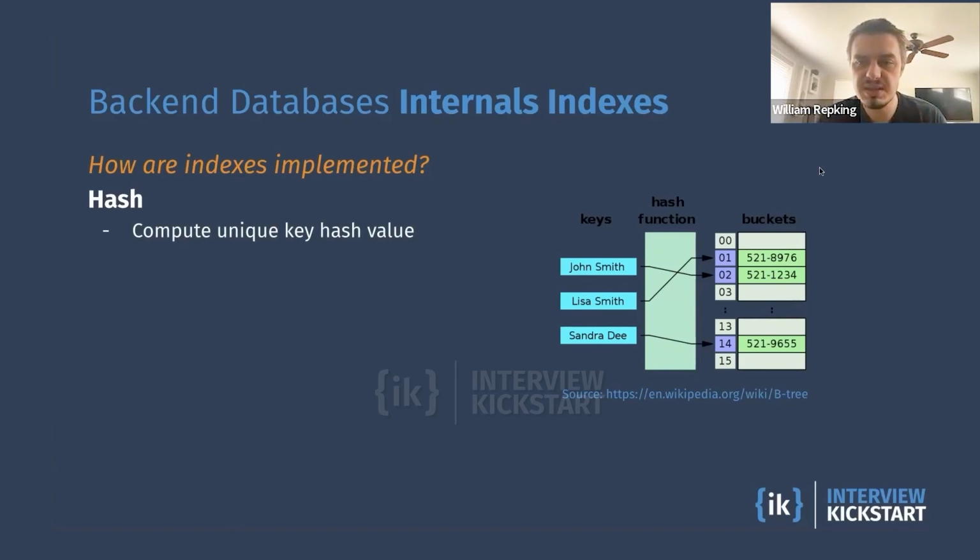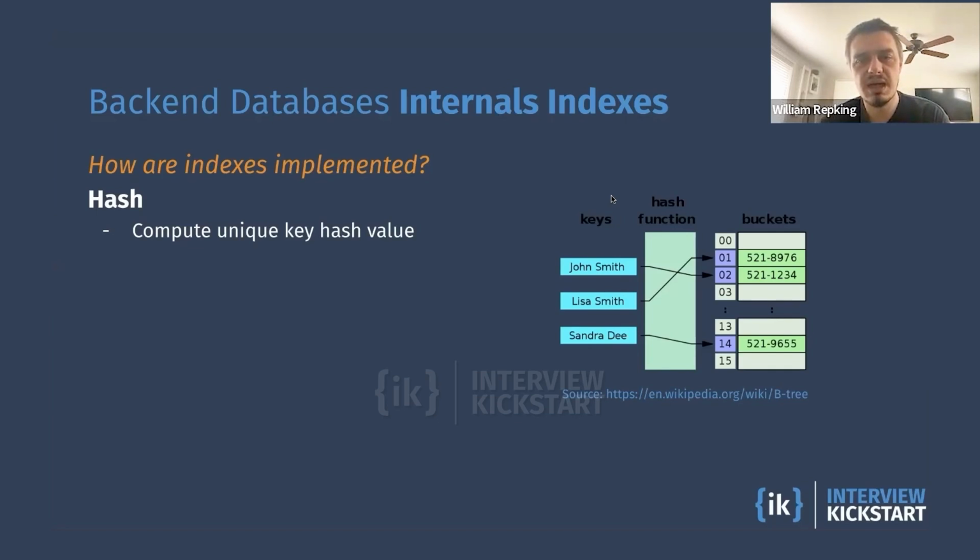So how is the hash index implemented? There are a few steps. First, you compute the unique key hash value. These keys right here are going to be unique. I use names, which is probably not great because names aren't unique, but these 3 names happen to be unique.